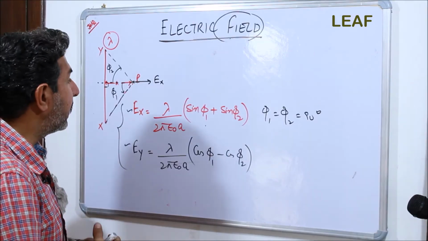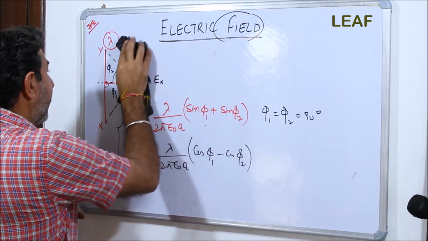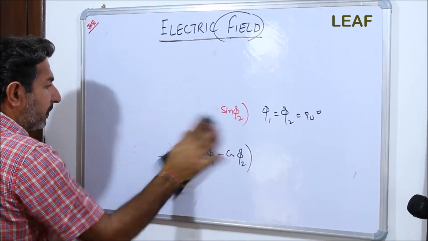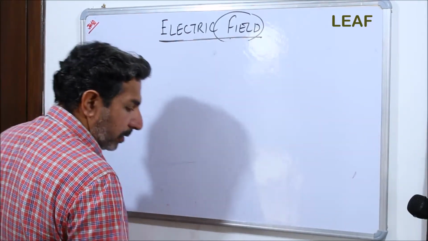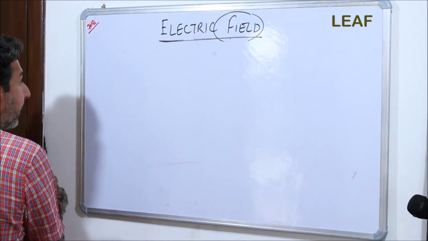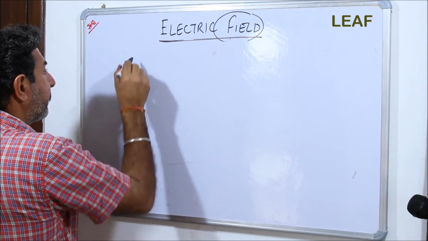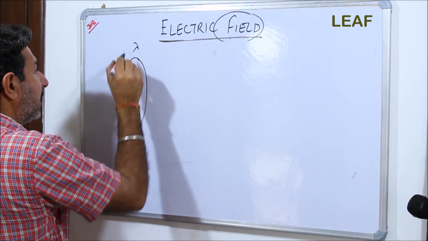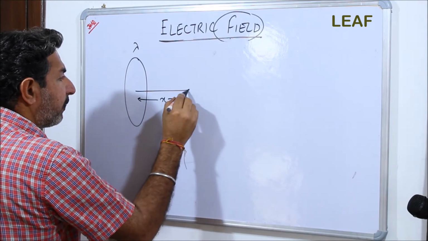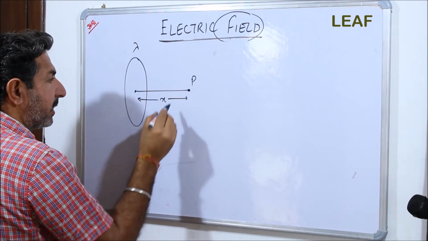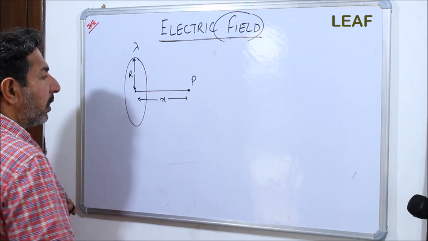Then we move on to the next segment, which is the ring. So let me just wipe it off. If we talk about, say, a ring with a linear charge density lambda again, and this is the axis, and this distance is x from the center on the axis, point P, and let's say the radius is r, and we wish to find out the field at P here.